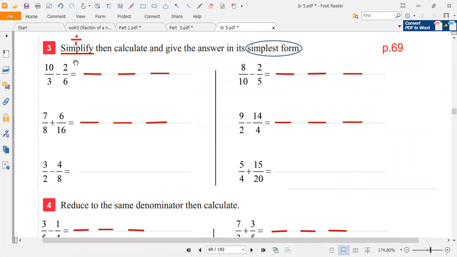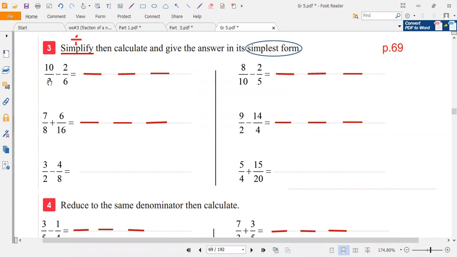So first step, we have to simplify, we simplify the fractions, then we have to calculate, and when we get the answer, we have to see if we can simplify the answer or not. We have to give the answer in its simplest form.